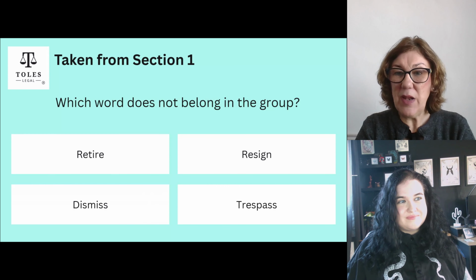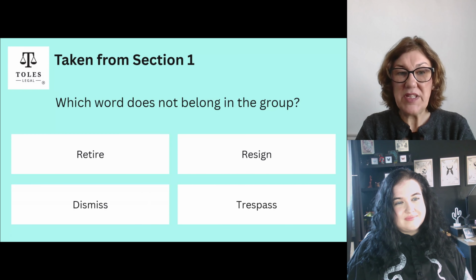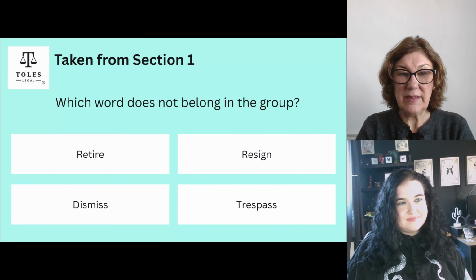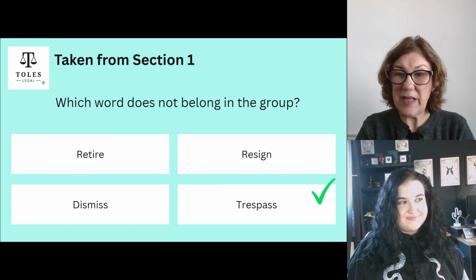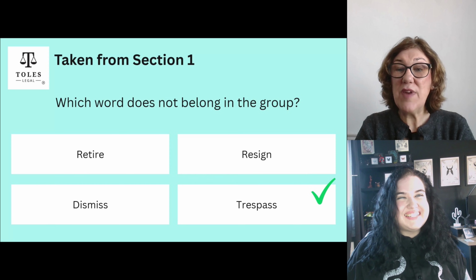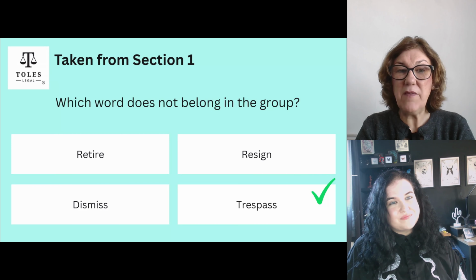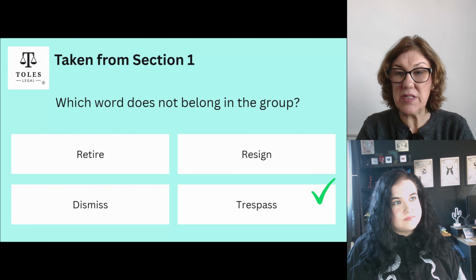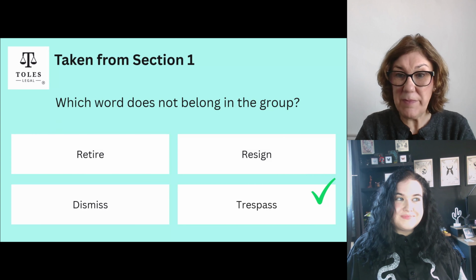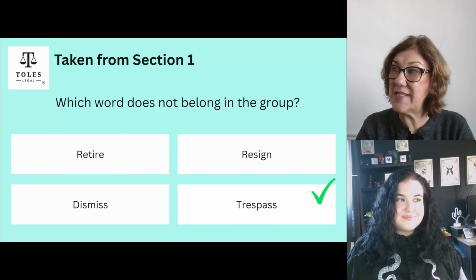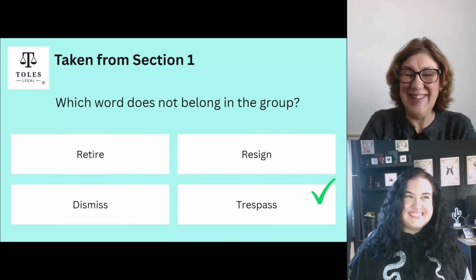Which word does not belong in the group? Retire, dismiss, resign, trespass. And the answer is trespass. I hope you smashed it. The reason is the other three are all ways of leaving your employment, and trespass is to go on someone's land without their permission, which my little dog does nearly every day.